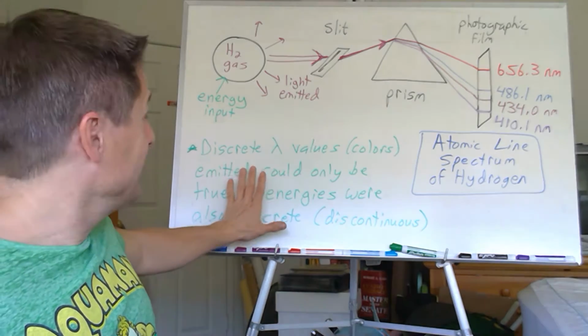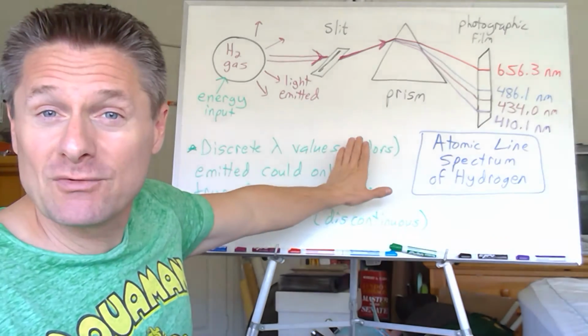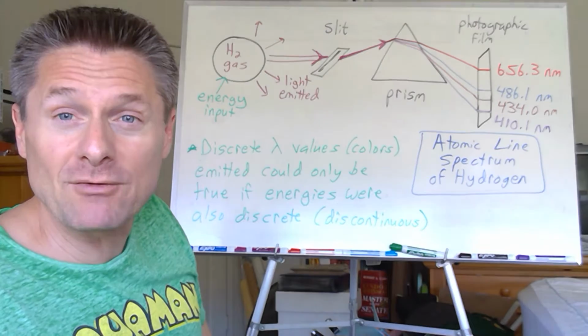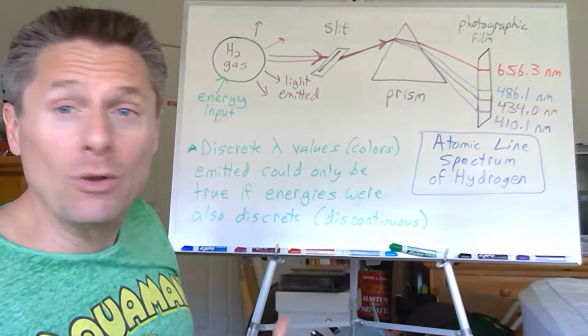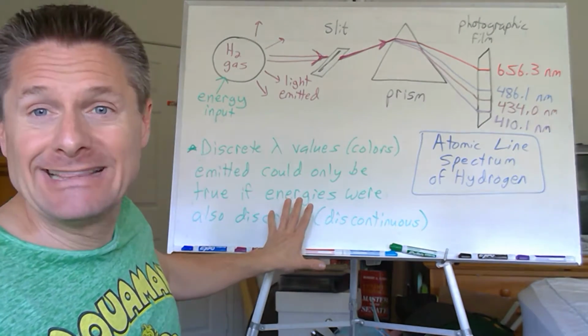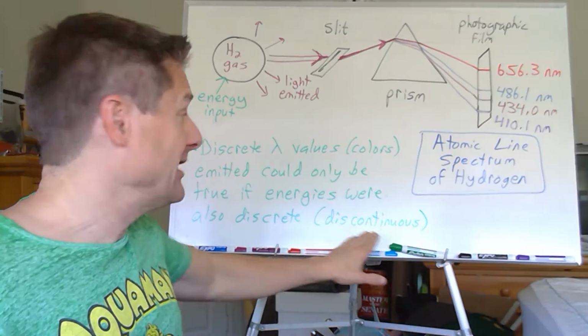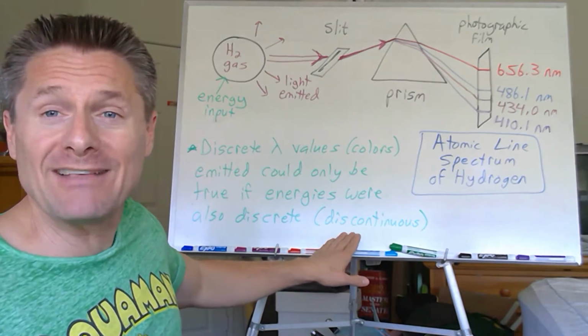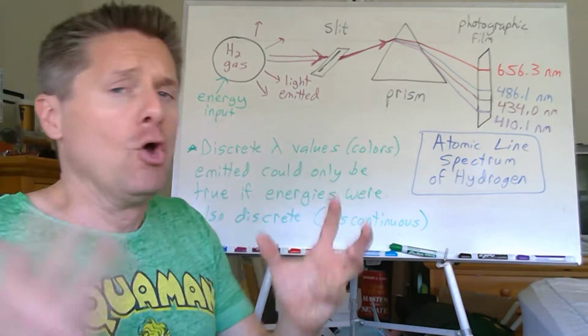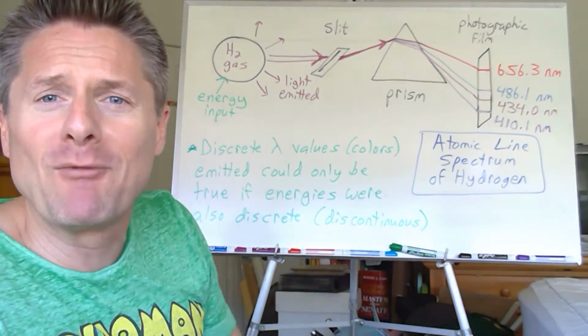So what they take from this is that if you get discrete wavelength values or colors coming out of the emission spectrum, that can only happen if the energies in that atom or ion were also discrete or discontinuous. But classical theory says it must be continuous. We have an issue. Houston, we have a problem.